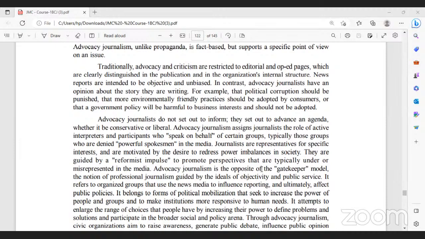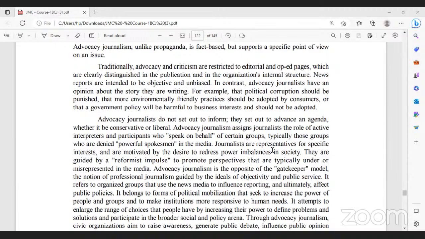Typically, it is the role of interpreters and participants who speak on behalf of certain groups, typically those groups who are denied powerful spokespersons in the media. So journalists are representatives for specific interests and are motivated by the desire to redress power imbalances in society. So we understand that as journalists, we are the voice for the voiceless, and we should be working in such a way that we motivate and redress the issues that have imbalances and are being misrepresented in society. They are guided by a reformist impulse to promote perspectives typically under- or misrepresented in the media.